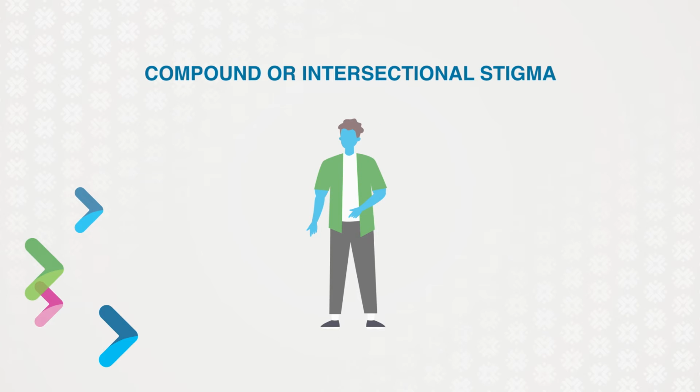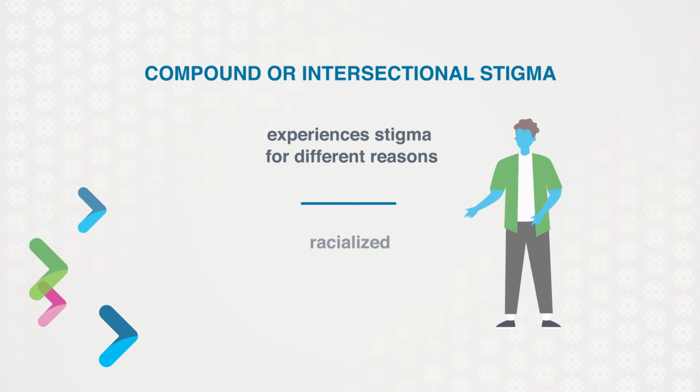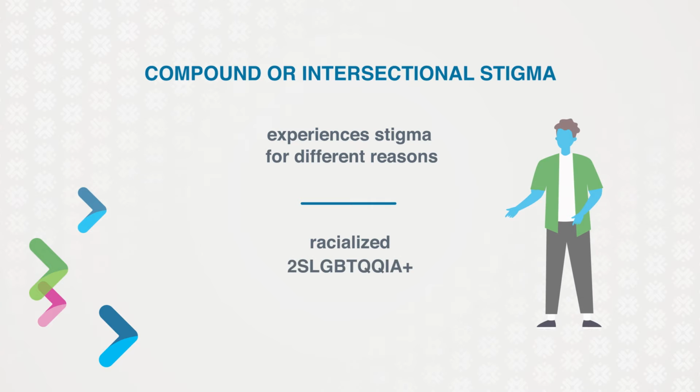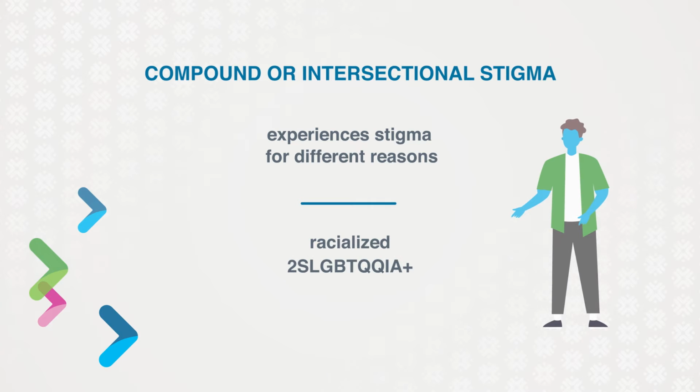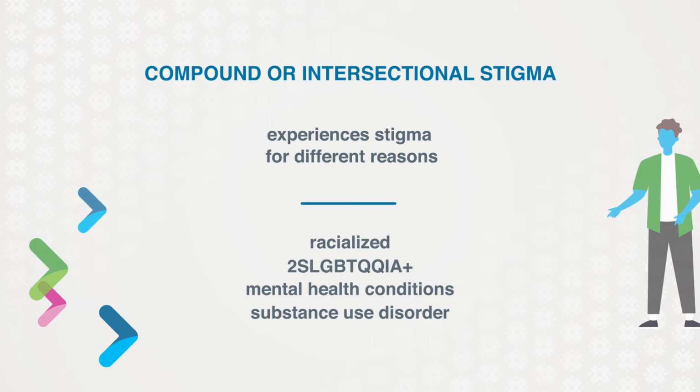Compound or intersectional stigma occurs when someone experiences stigma for different reasons. Children or youth who are racialized, 2S LGBTQIA+, or who have a mental health condition or substance use disorder may experience multiple layers of stigma.